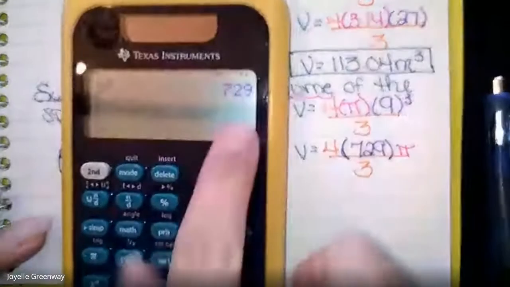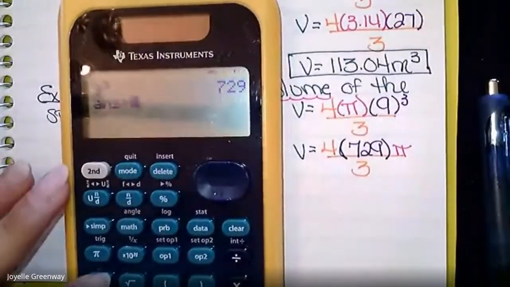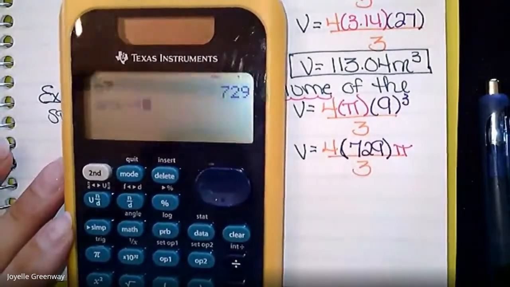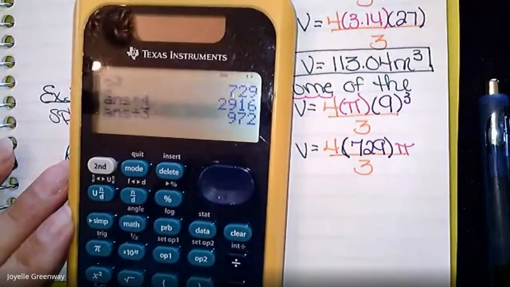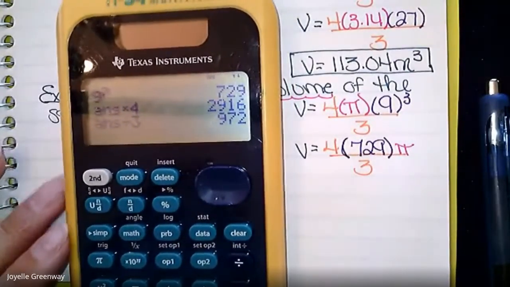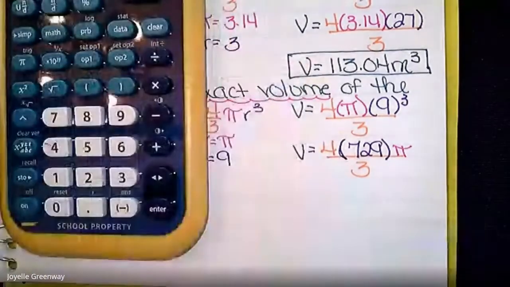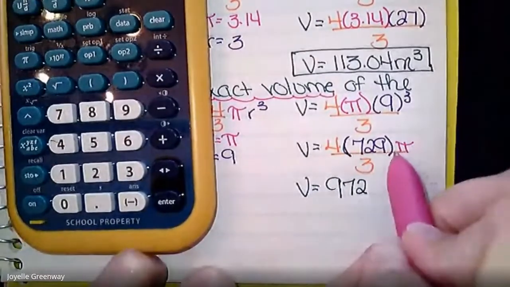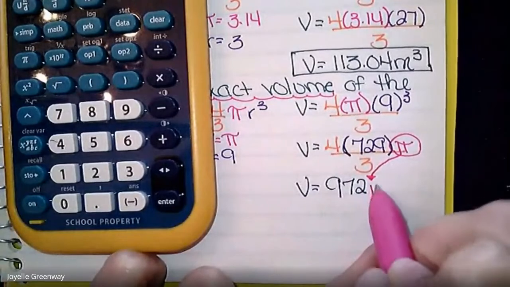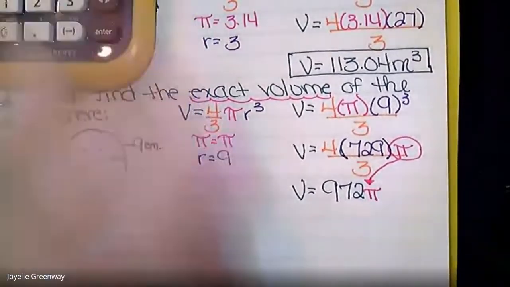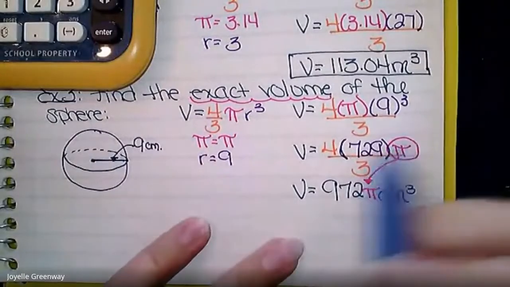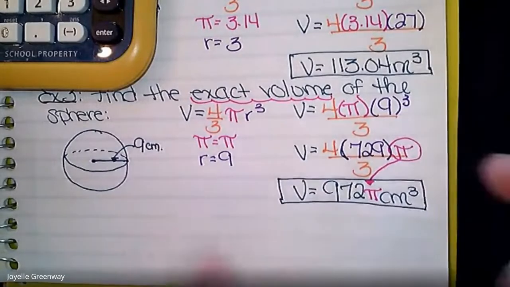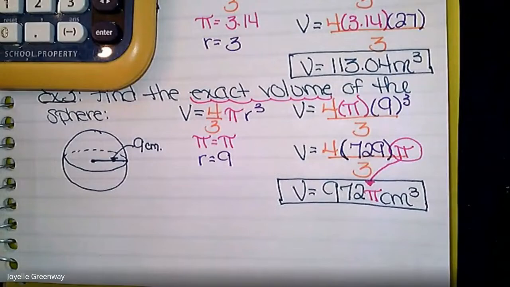So all I have to do is multiply 729 by 4 and then divide it by 3. And I get 972. So volume is equal to 972 pi. I need to bring that down here. And then I have centimeters cubed. So that is how you find the exact volume of the sphere. Okay?